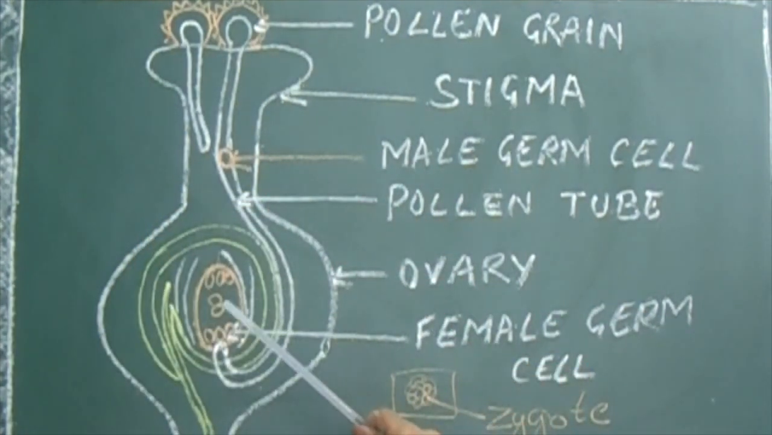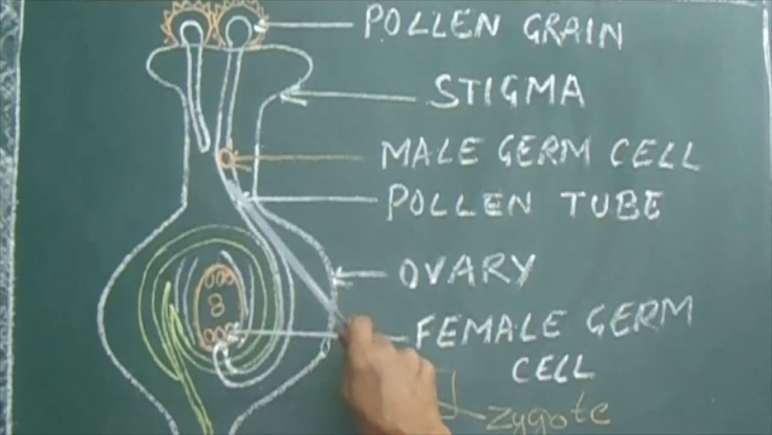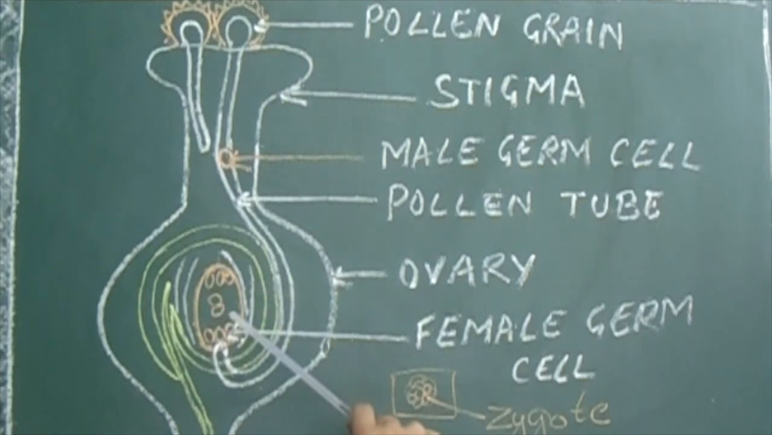Now what is remaining? The fruit will start growing. What is present inside the fruit? We have seed. Now this seed which is present in the fruit contains the future plant or embryo, which develops into a seedling under appropriate conditions, and this process is known as germination.